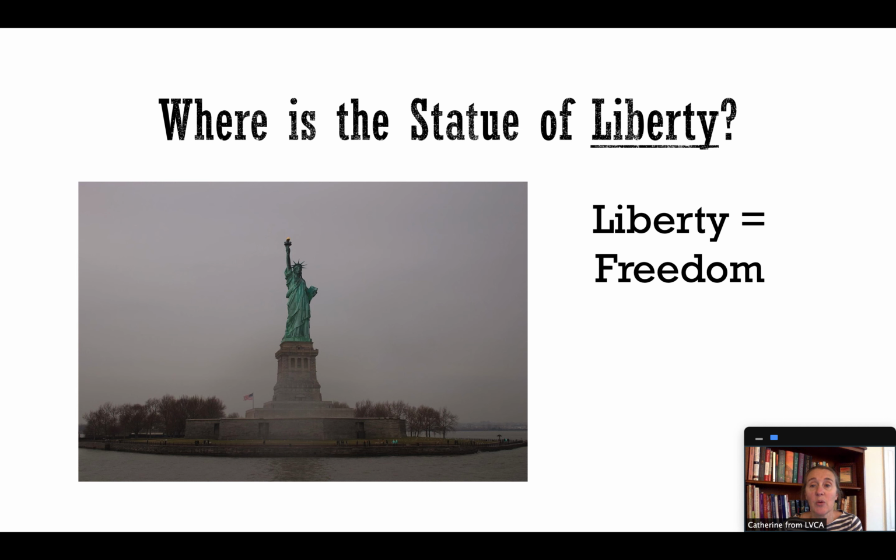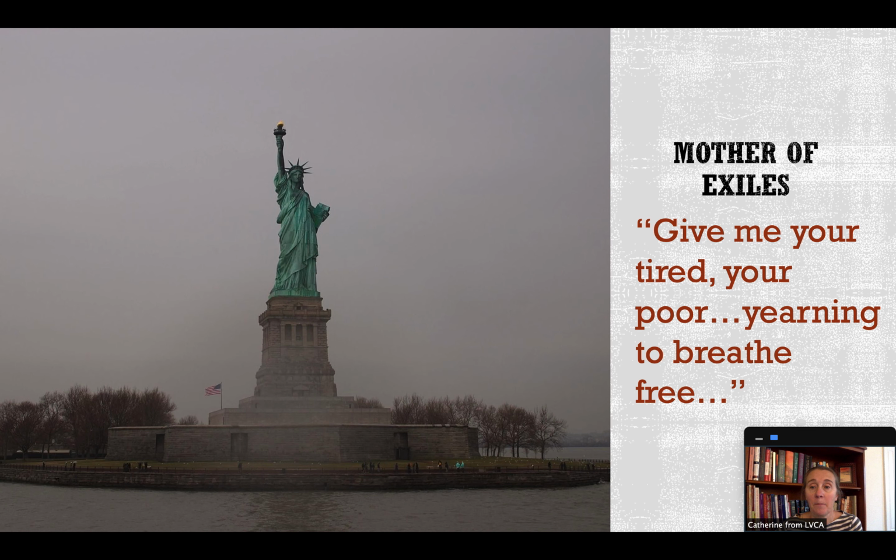Where is the Statue of Liberty? Liberty means freedom. And this picture is a picture of the Statue of Liberty. There's a poem on the base of the statue, the bottom of the statue, where they call her the Mother of Exiles. And it says, "Give me your tired, your poor, yearning to breathe free." So it's a message to immigrants from around the world. Come here if you want to be free.